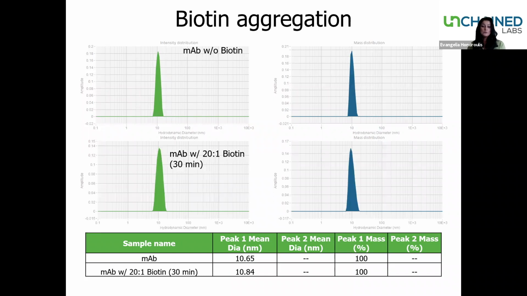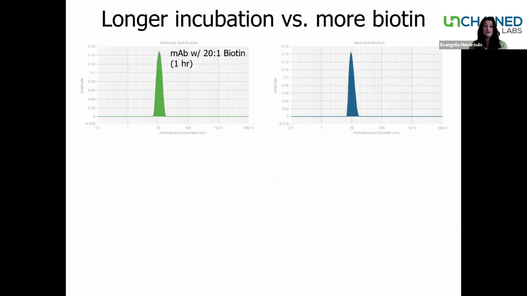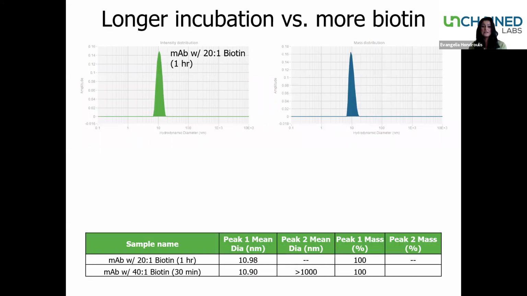When we add 20-to-1 Biotin at 30 minutes incubation, we're noticing very similar distributions, very similar to the antibody by itself, 100% peak 1 mass, which is great. No aggregates are showing up in this sample. Now, what happens when we have the longer incubation and also the higher molar ratio of Biotin? This distribution curve here is showing the longer incubation time at 1 hour. Again, we're noticing peak 1 mass percent is registering 100%. No aggregates are forming. This looks promising.